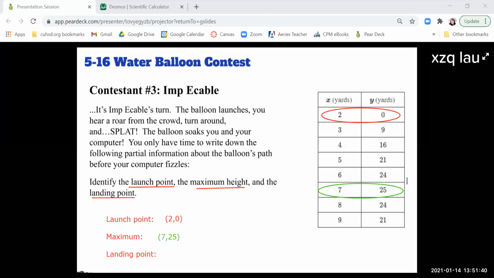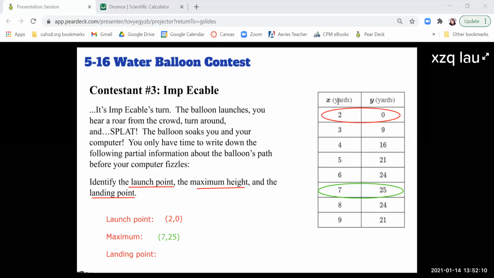We have our launch point, we have our maximum, but remember the landing point is on the ground as well. So we don't have the matching point on the other end. We don't have the final landing point. What we do have though is number patterns. So what I'm going to do is extend my number patterns out a couple of places.